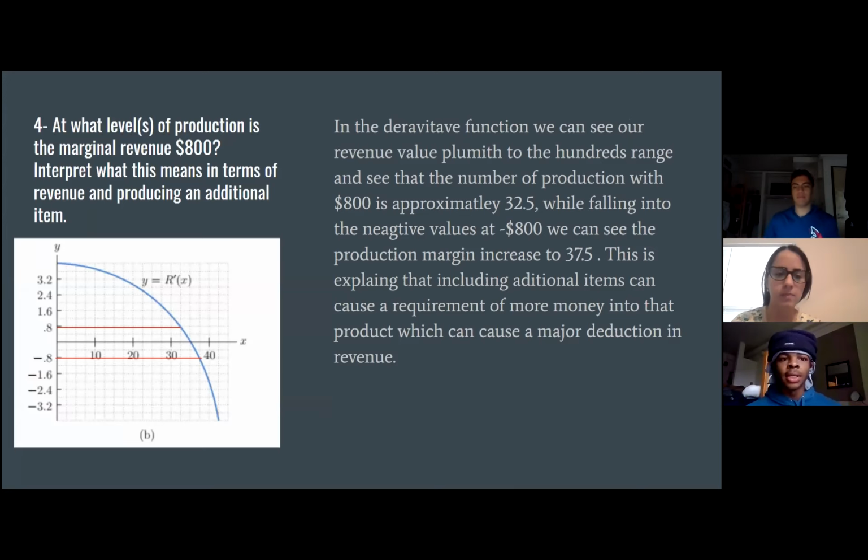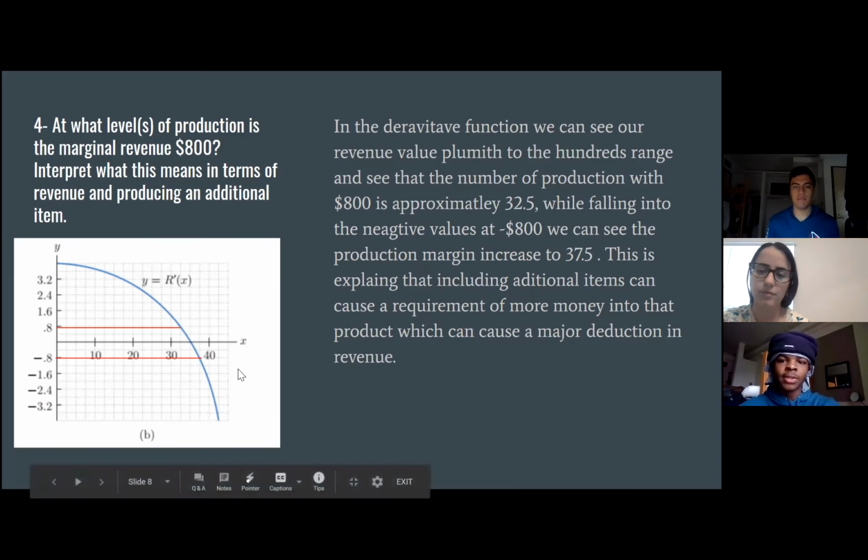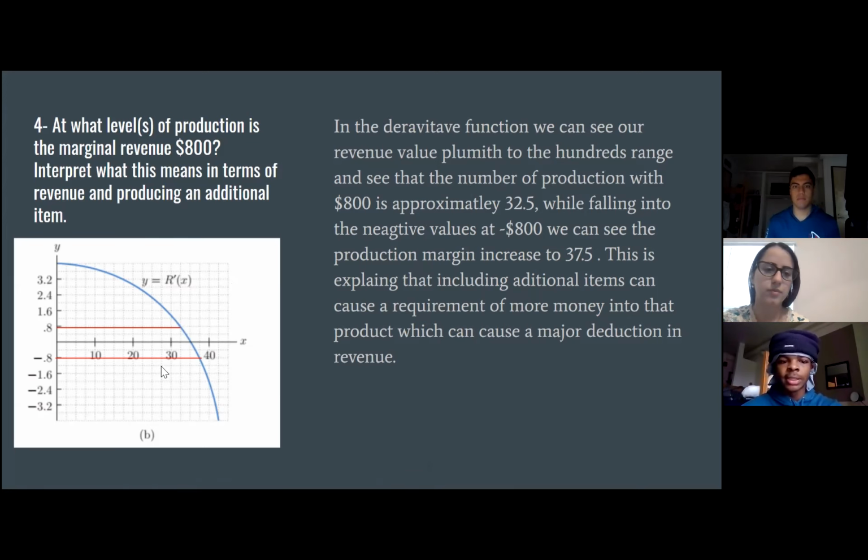For one of the last questions, it says, at what levels of production is the marginal revenue $800? And interpret what it means in terms of revenue producing an additional item. So we had to look at the derivative graph where it was fluctuating down. And we could see at point A, since it was in the thousands, 0.8 would be $800. And down in the negative, negative 0.8 would be negative $800 as well. So in the derivative function, we can see that our revenue value plummets to the hundreds range. And we can see that our number of production with $800 is approximately 32.5 units of production. And then while falling into the negative values at negative 800, we can see that it falls at 37.5 units of production.